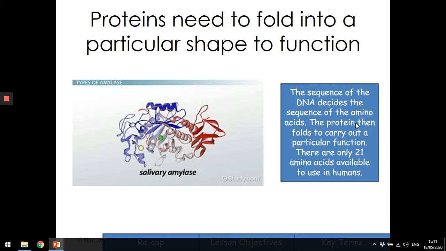So the DNA sequence in each nucleus of your cell decides the amino acids and their sequence. And then that protein folds to carry out a particular function. You only have 21 amino acids available to you to make proteins. Around 10 of them you can make yourself, but the rest need to be taken in through your diet. So you eat protein, it gets broken down into amino acids, and then those amino acids are rearranged and stuck together during protein synthesis to make new proteins, for example, muscle.